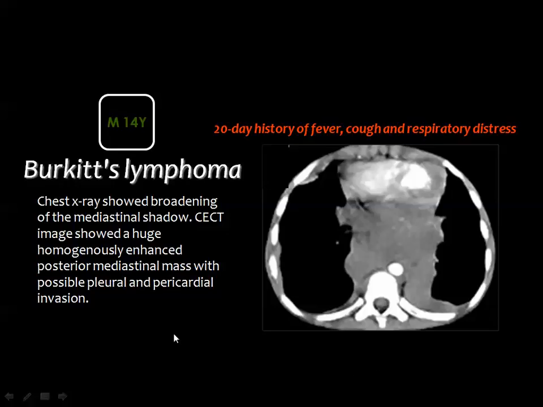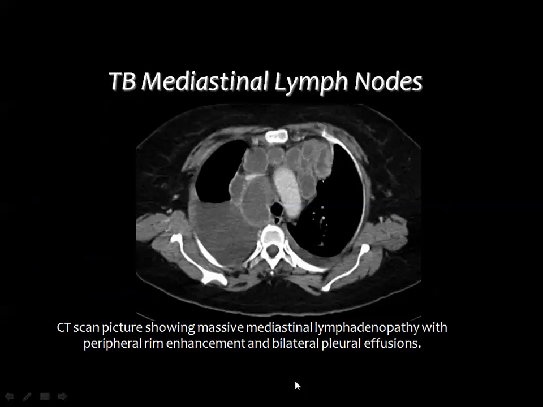Posterior group of lymph nodes, especially the zygoesophageal group and the subcarinal group, may be involved also by lymphoma, and this is an example of Burkitt's lymphoma, a huge homogeneously enhanced mass in the retrocardiac area, and it is seen here extending along the left-sided pleura and may involve also the right-sided pleura.